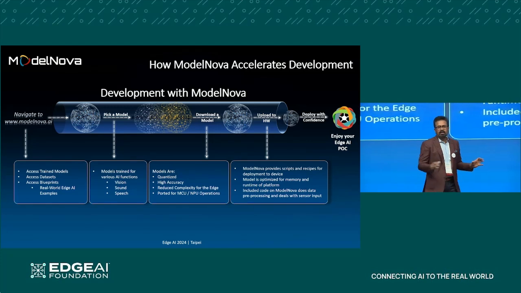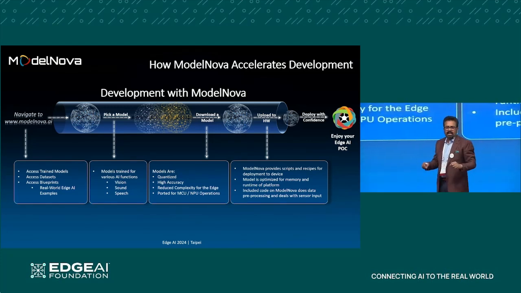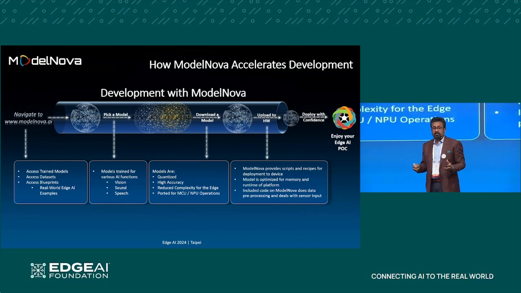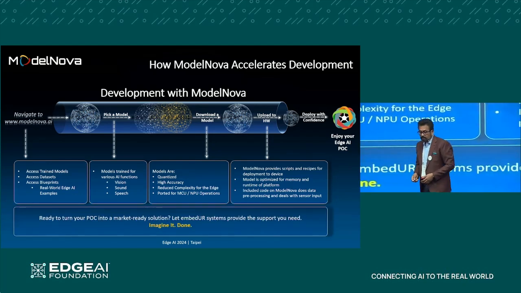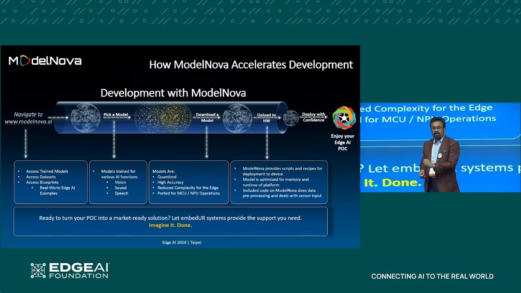We take away a lot of the pain of having to go pick a large model and then quantize it for the edge. So all that pain is gone. Today, it starts with 40 models, but our vision is we want to see 300, 400, 500 models over time in the next 2 to 3 years being available for anyone and everyone. So turn your proof of concept into a market deployable solution.